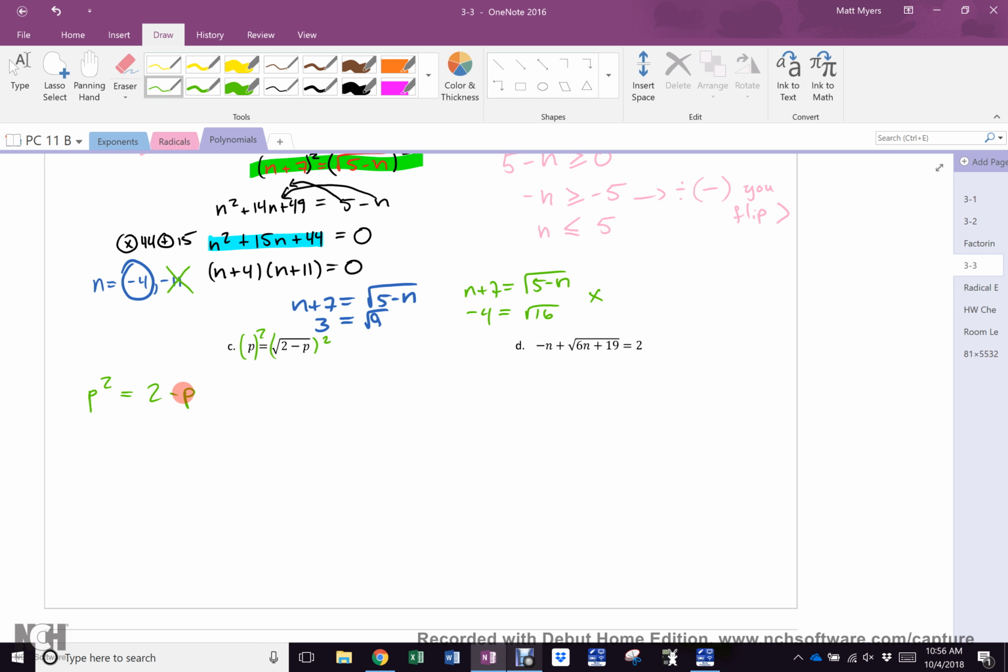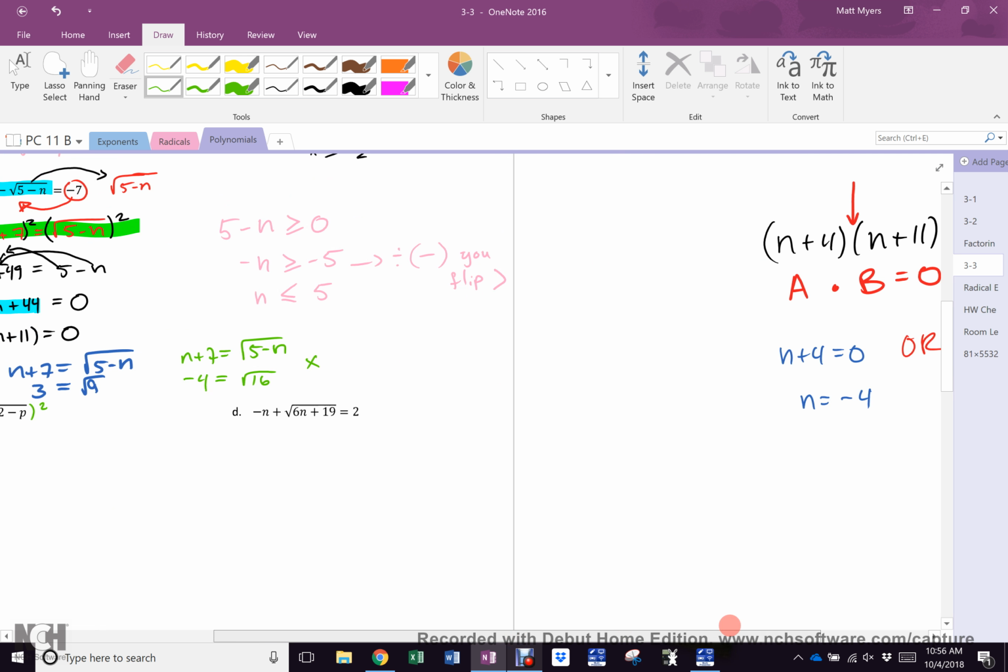Move the p and the 2. So I'm going to have p squared plus p minus 2 equals 0, right? Now, factor that. What are the factors of negative 2 that add to 1? Two only has two factors, people. Plus 2, minus 1. Now, use your brains.